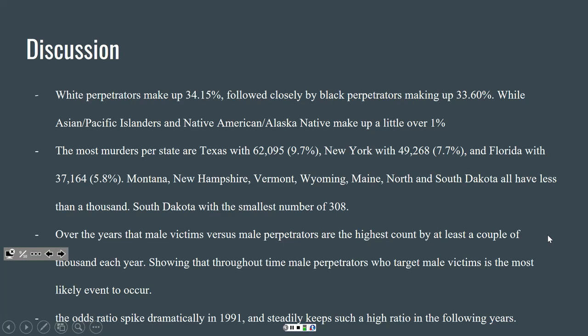And then we found that male victims and male perpetrators were the most by a couple of thousand, so that shows that there's probably a pretty high correlation between them. And then when we did the odds ratio test, we found there was a big spike in 1991. We looked into trying to see if there were new laws or something like that. We didn't really see much. Yeah, next slide.